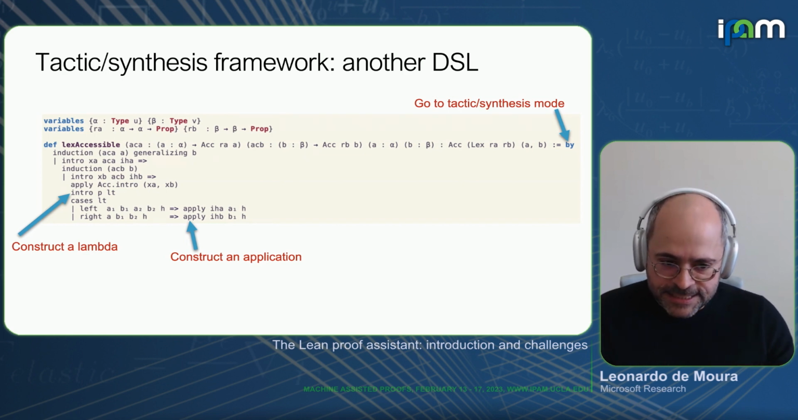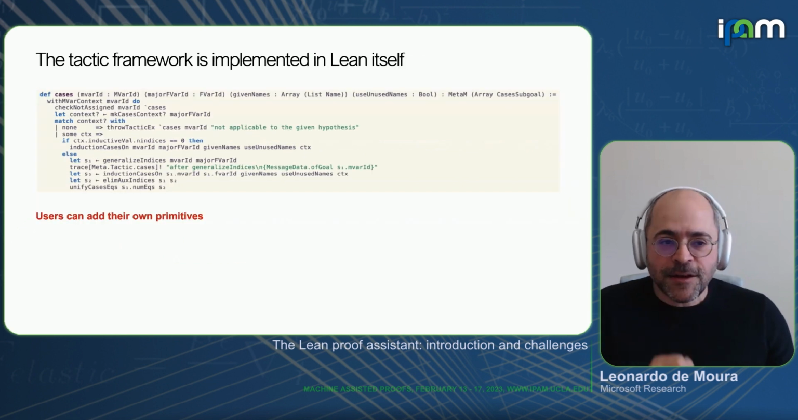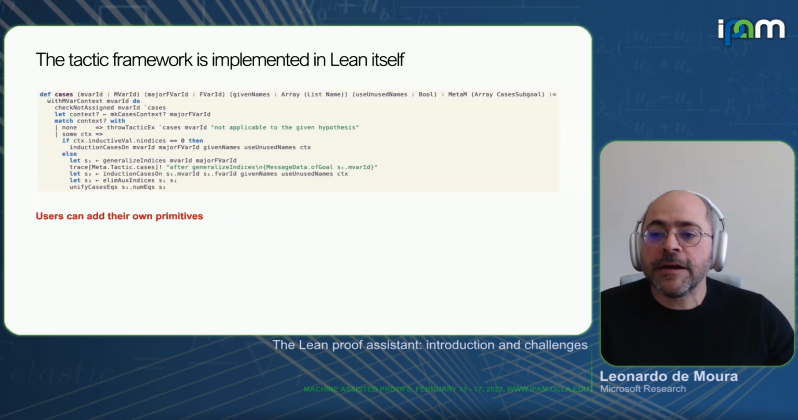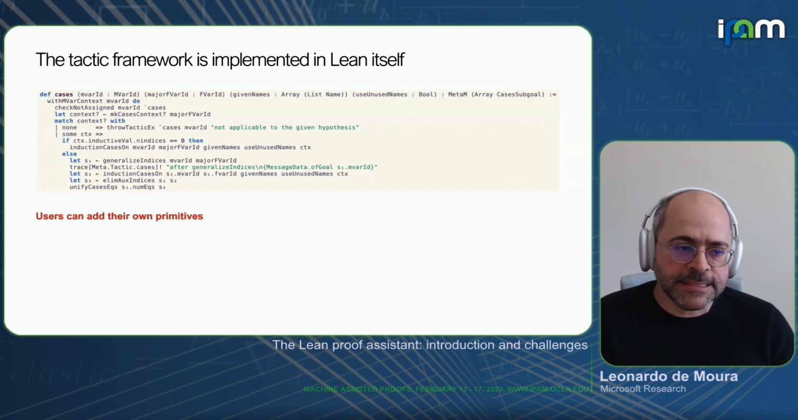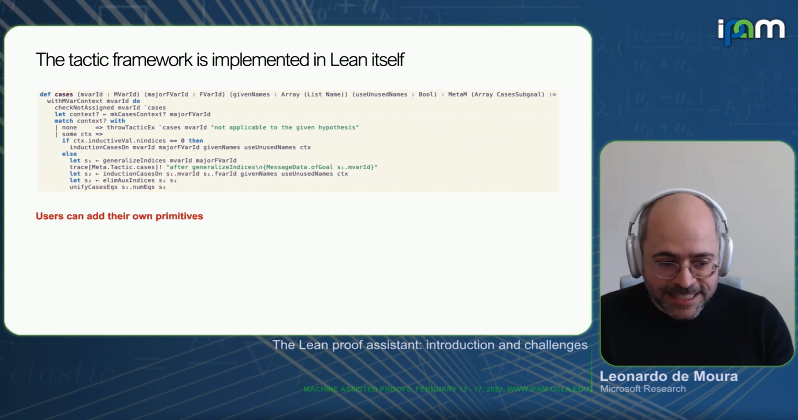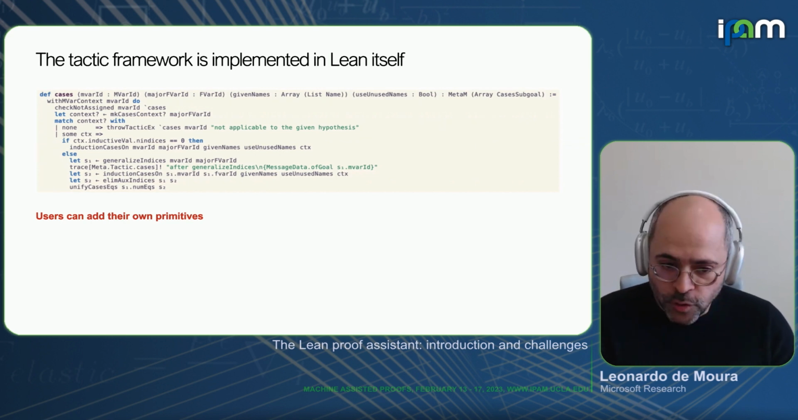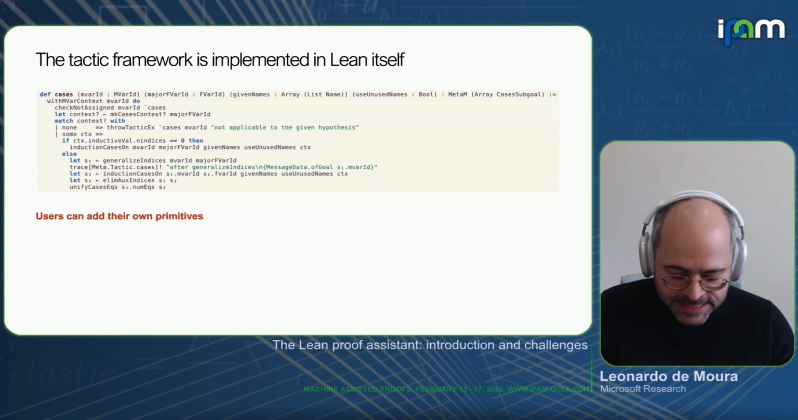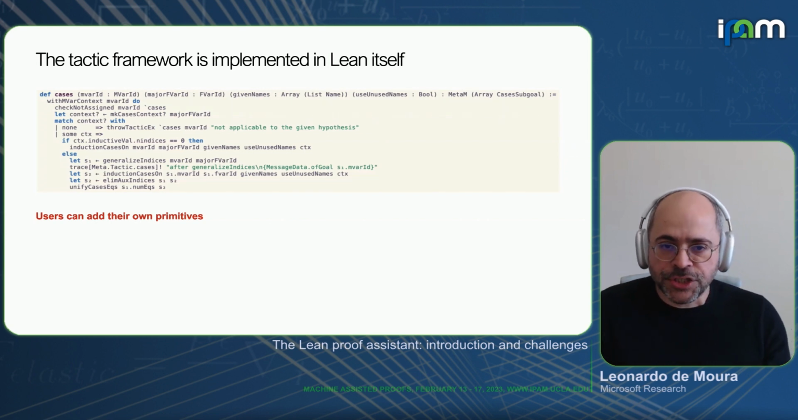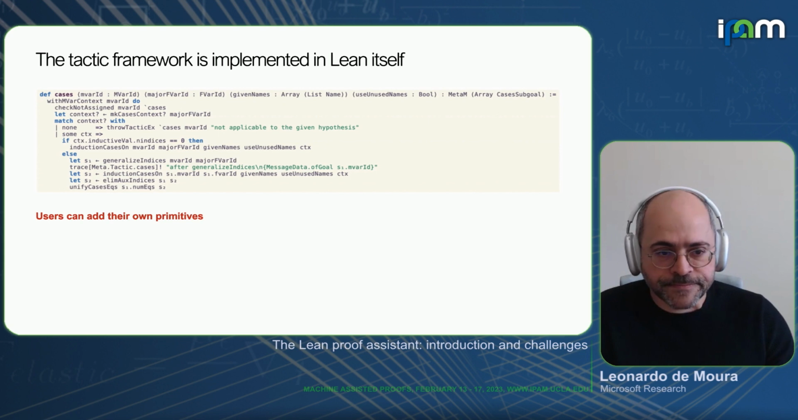And you can view this language as a domain-specific language that was built using this framework I just described. All the built-in tactics we have are implemented in Lean, right? And here's just the case analysis one, and the users can add their own tactics, and they do it. Mathlib has many of these extensions. And I think this is important. It's impossible for us to implement every single feature the community wants.